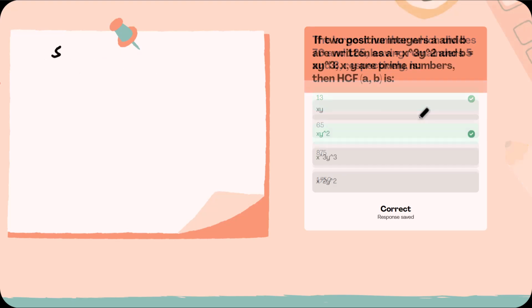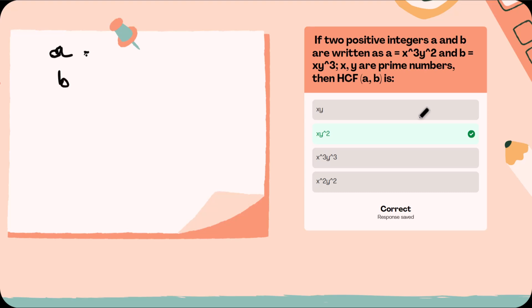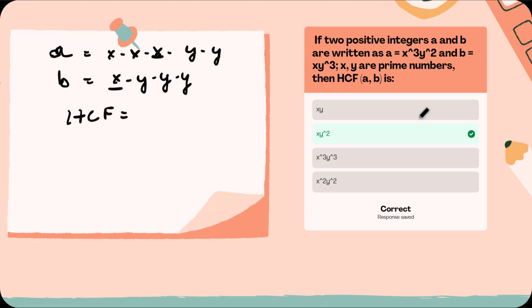Very simple. If two positive integers A and B, suppose A is x into x's, 3 x's are there, and 2 y's are there. Perfect. What about B? B is x into y into y into y, right? Now what do we need to find? We have to find the HCF. So what is the highest common factor among them? x is common, 2 y's are common, so I can write x y square. So that will be our answer, x y square.